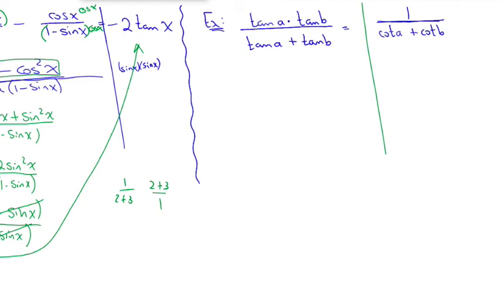If all else fails, change everything into sines and cosines. But that turns out to be the hard way. It's not, but that's the way most people are going to do it. So what's tangent of A turn into? Sine of A over cosine of A times sine of B over cosine of B, over sine of A over cosine of A plus sine of B over cosine of B.